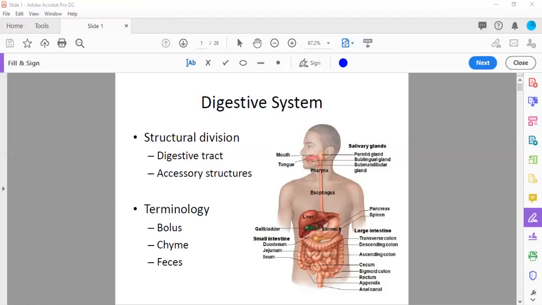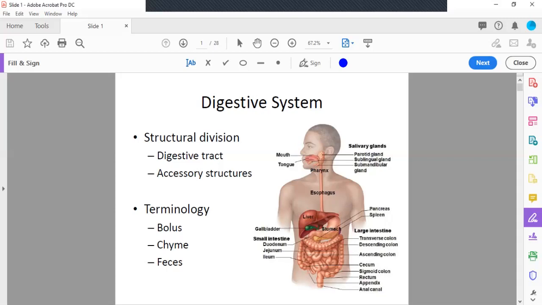Now, let's begin with the basic discussion of how the digestive system is divided based on the structure. The basic division of the structures of the digestive system could be divided into two categories. The first one is known as your digestive tract, and the next one will be known as the accessory structures. So let's begin with the digestive tract.